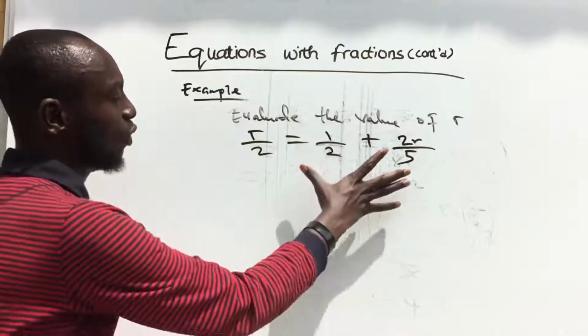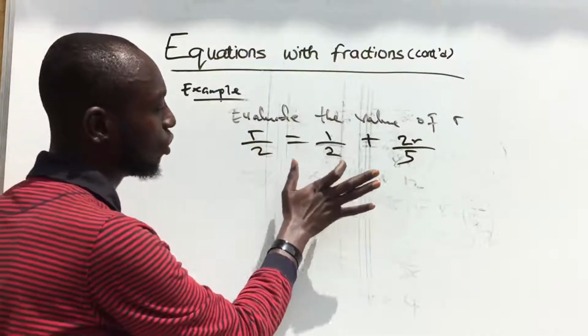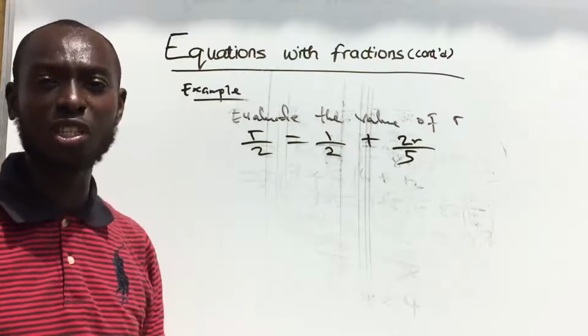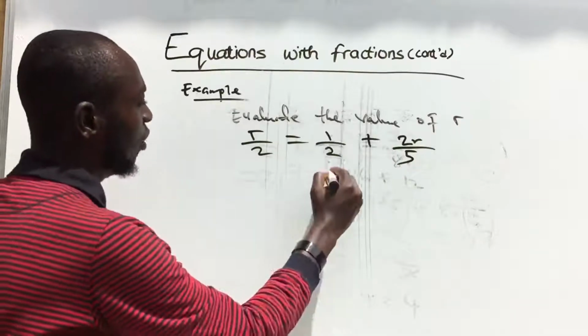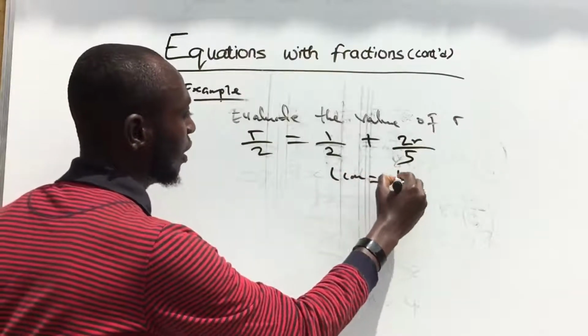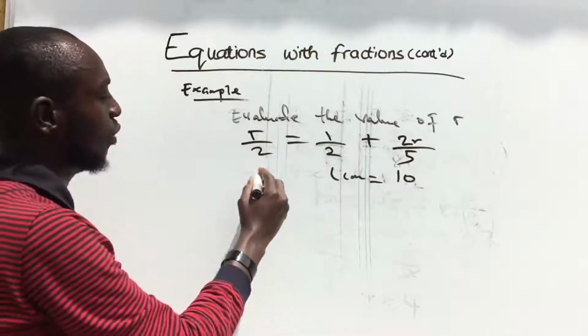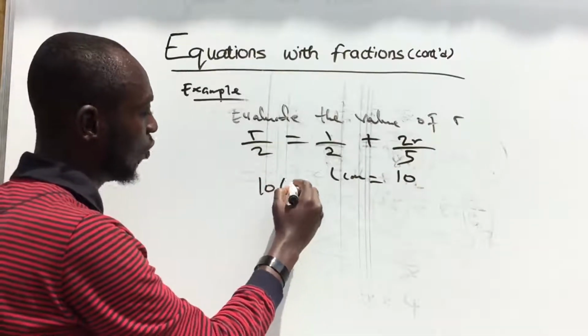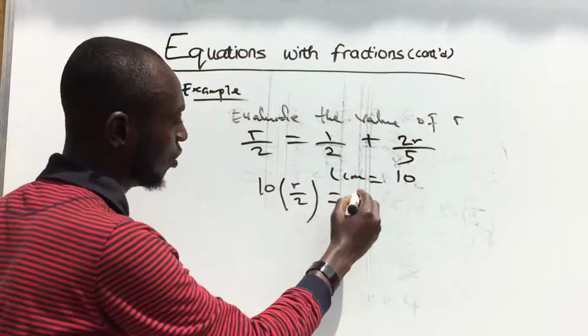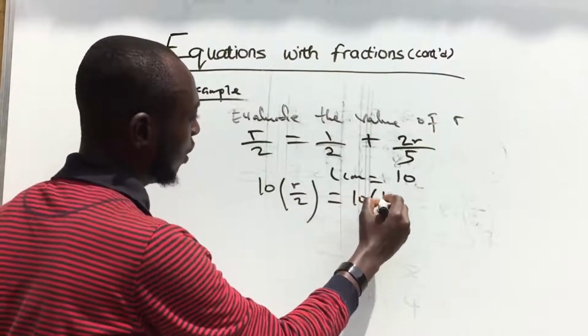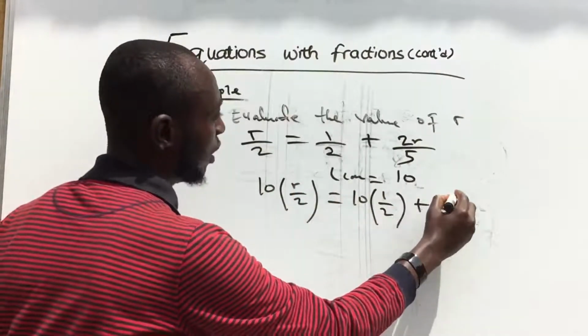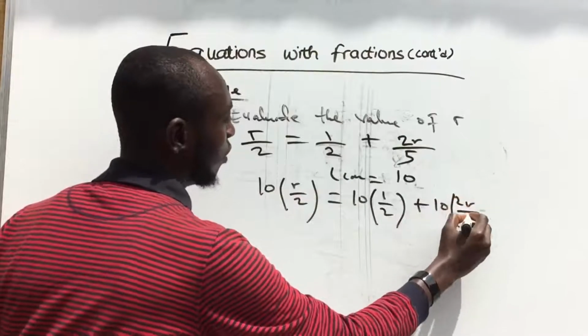So let's find the LCM of the denominators, which are 2, 2, and 5. Now my LCM is 10. So I'm going to use that to multiply each term of the equation. 10 in bracket r over 2 close the bracket equals 10 times 1 over 2 plus 10 times 2r over 5.